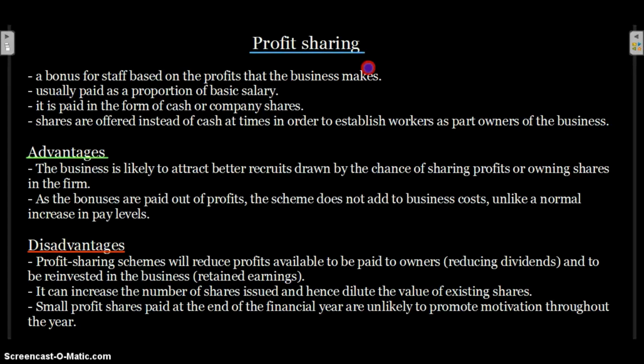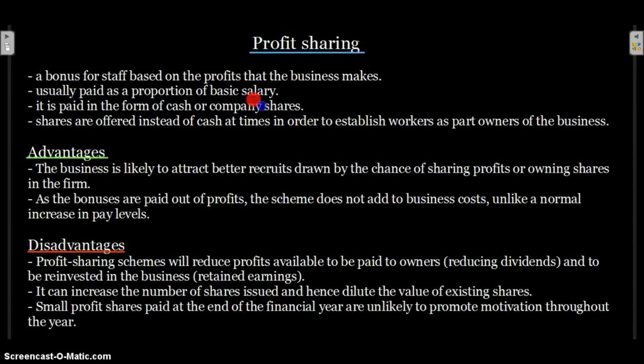So profit sharing. Profit sharing is basically a bonus for staff based on the profits that the business makes. So it's not just a simple payment method, it's basically a bonus. It is usually paid as a proportion of basic salary. So it's part of your basic salary, not all of it, of whatever salary you're getting monthly. With profit sharing you'll get a proportion of your salary, like say 10% extra. That's sort of a bonus, you can say.